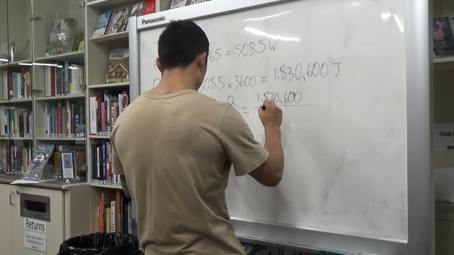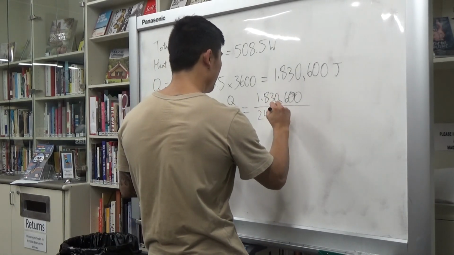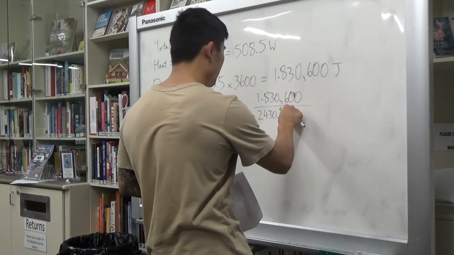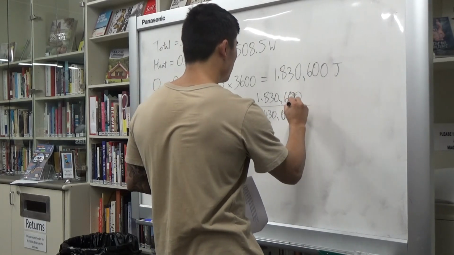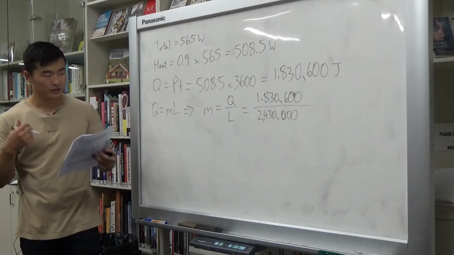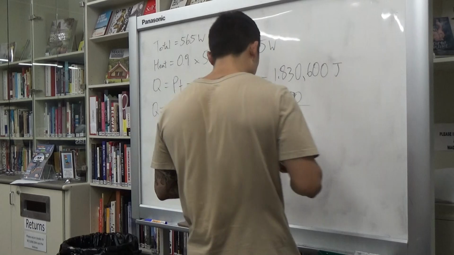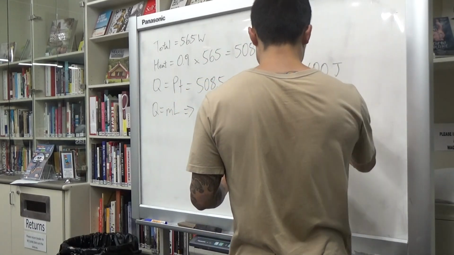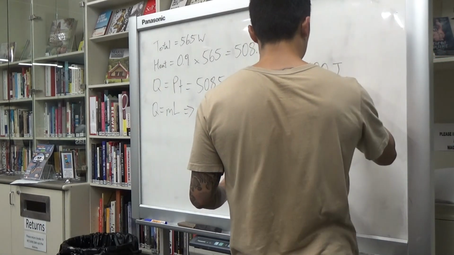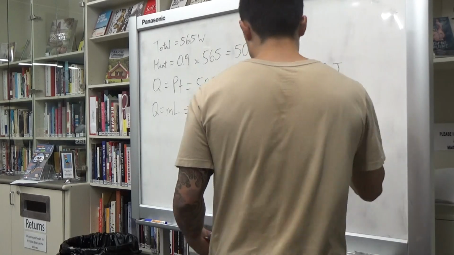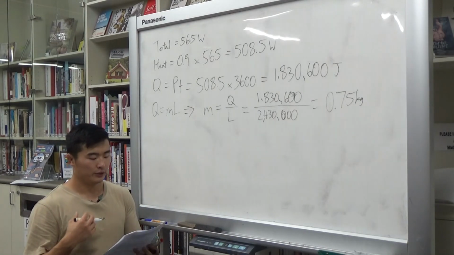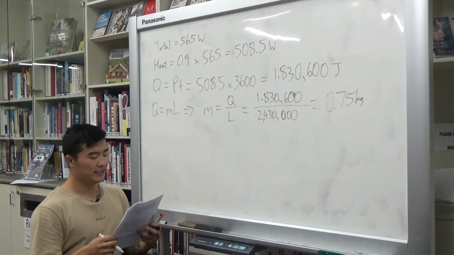divided by L, which is 2,430 kilojoules. So we have to turn that into joules. So that's another 1,000, so 2,430,000 joules. That will give you 0.75 kilograms. So 0.75 kilograms of water has to evaporate in order for him to lose that amount of energy.